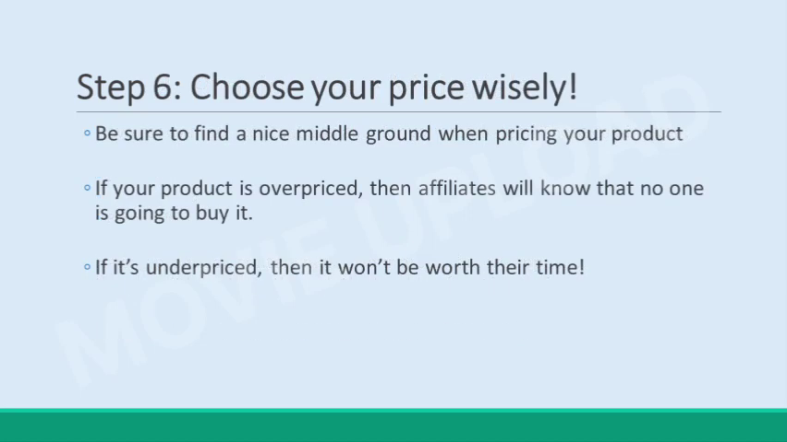They'll have a chance to earn directly from the sales and to earn more on top. Step 6. Choose your price wisely. Just as you need to offer a high commission, you also need to think of the retail price of your product too. If your product is overpriced, then affiliates will know that no one is going to buy it. If it's underpriced, then it won't be worth their time.